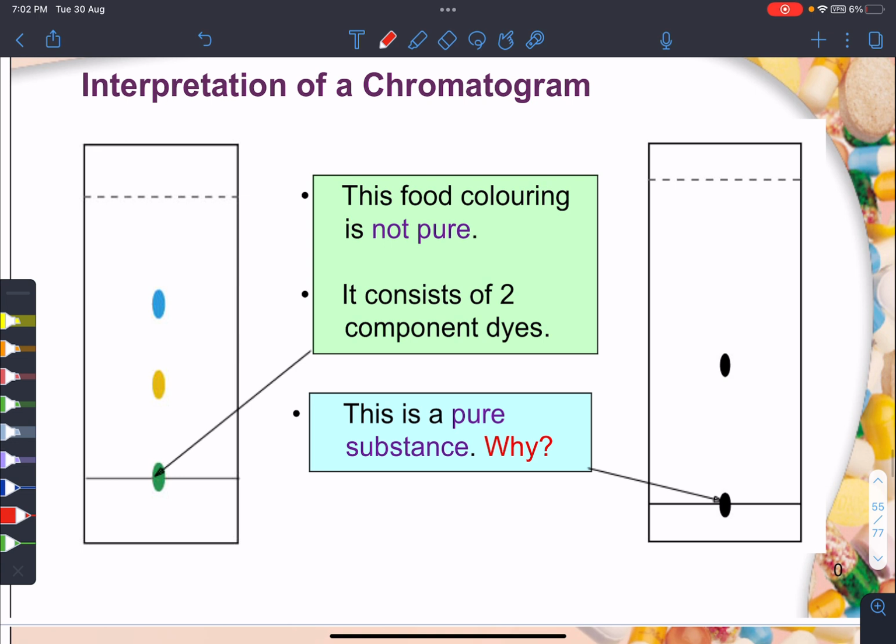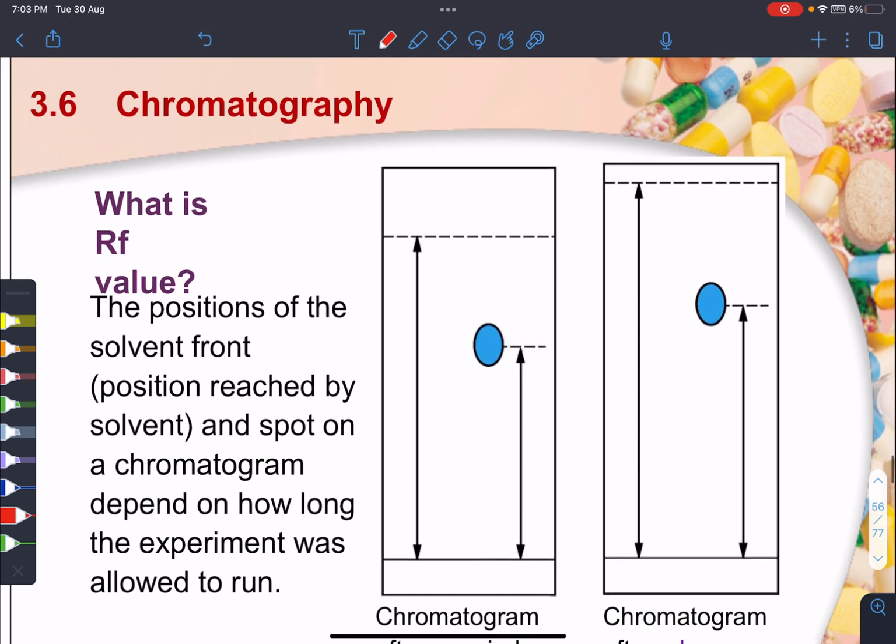So in this case, this food coloring is not pure, because pure means only one thing. In this case, it is not pure because there are two things. The green is made out of yellow and blue. Not pure. Cool. That's how you read the chromatogram.